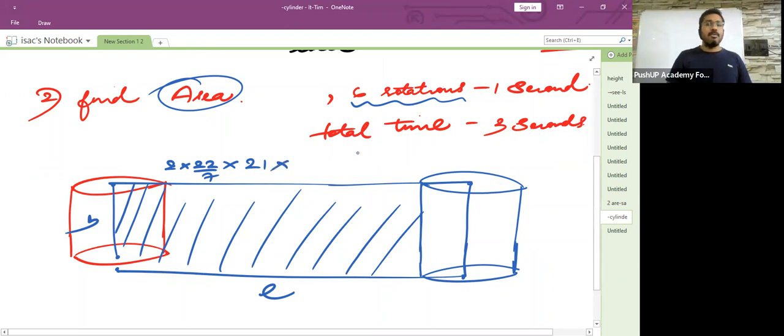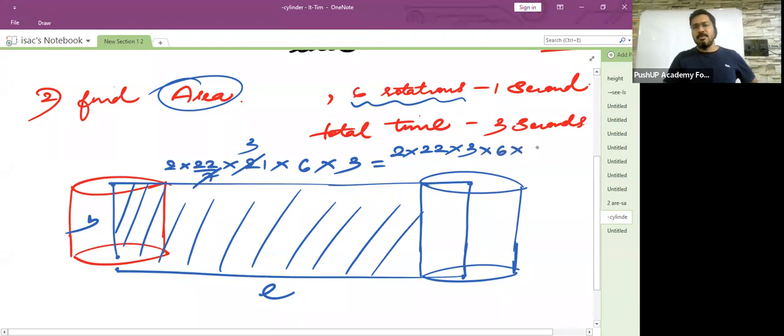Likewise, how many rotations is it taking in 1 second? It is taking 6 rotations. And for how many seconds is it rotating in total? For 3. Isn't it the easiest calculation to get the length of the distance covered by the cylinder? Let's simplify this. 7 ones are 7, 7 threes are 21. So you get 2 into 22 into 3 into 6 into 3.